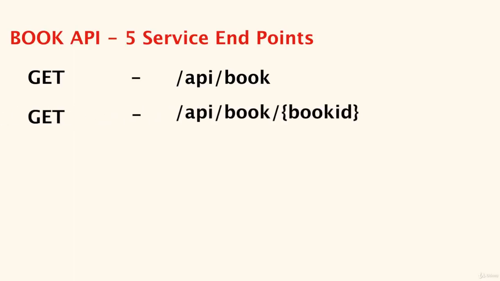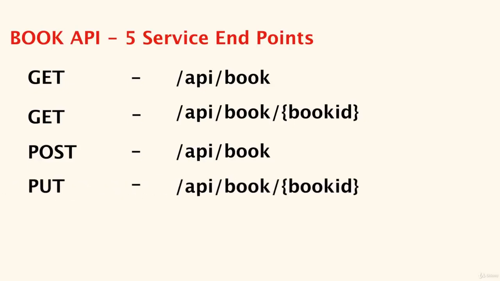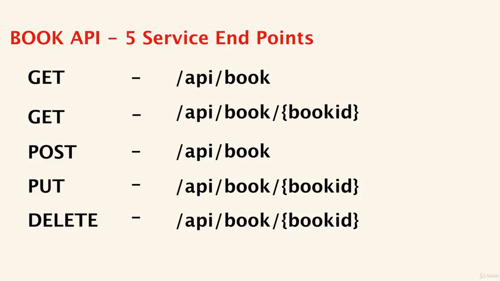And if we make a GET request to /API/book/bookID, this will give the book object in a JSON format. And if we make a POST request to /API/book, this will create a book object in the database. And if we make a PUT request to /API/book/bookID, this will update the book object in a database. And if we make a DELETE request to /API/book/bookID, this will delete a book object from the database.